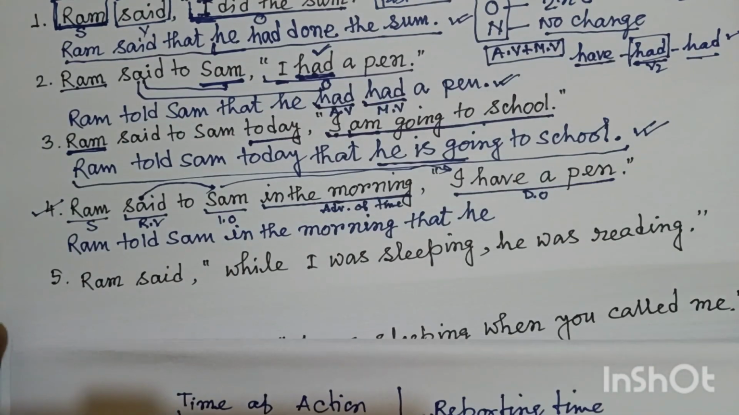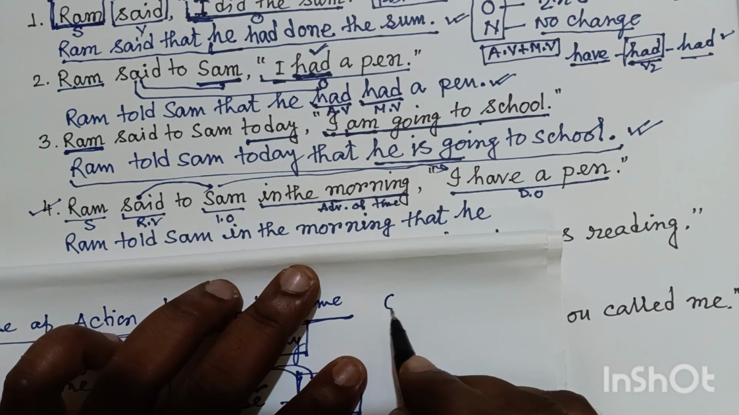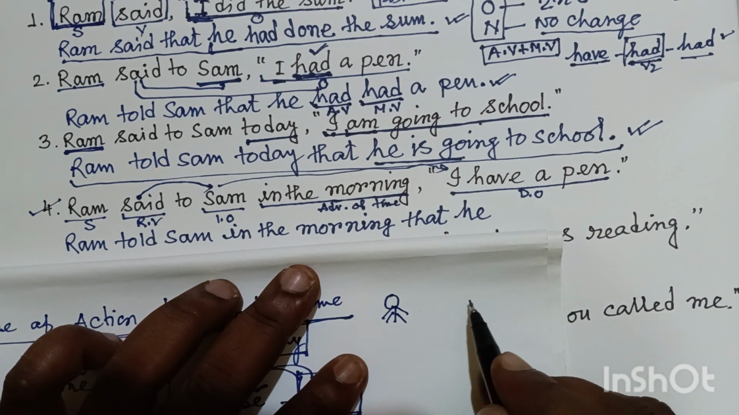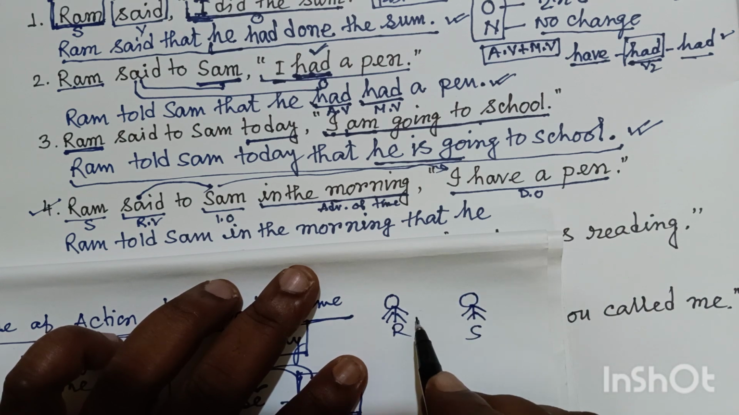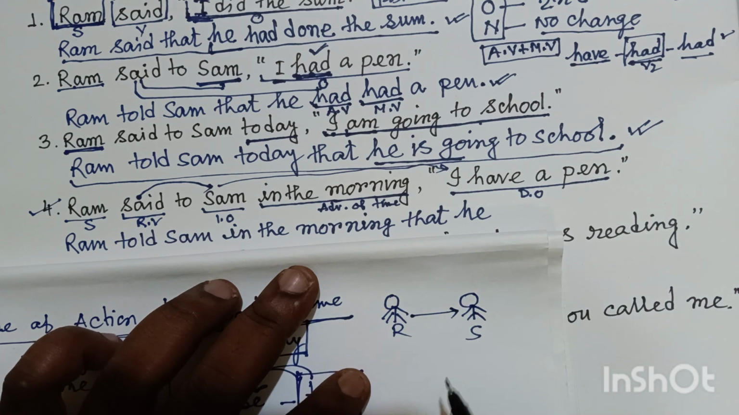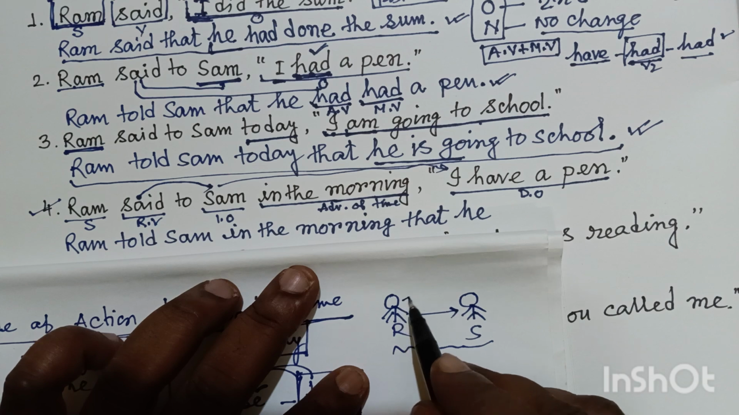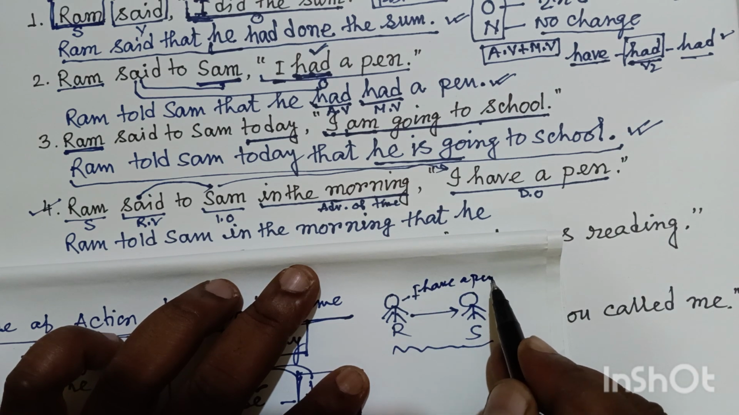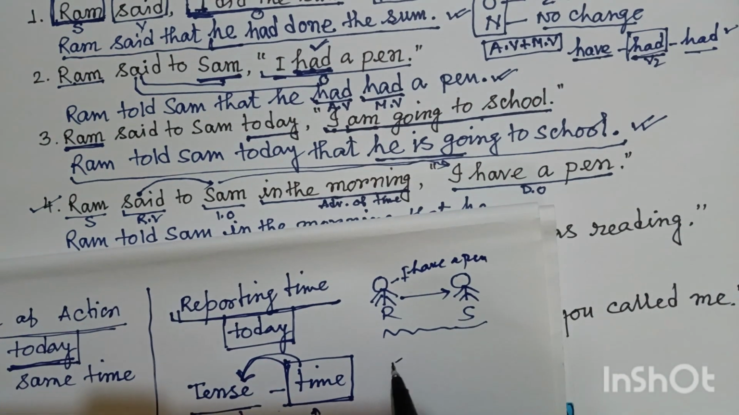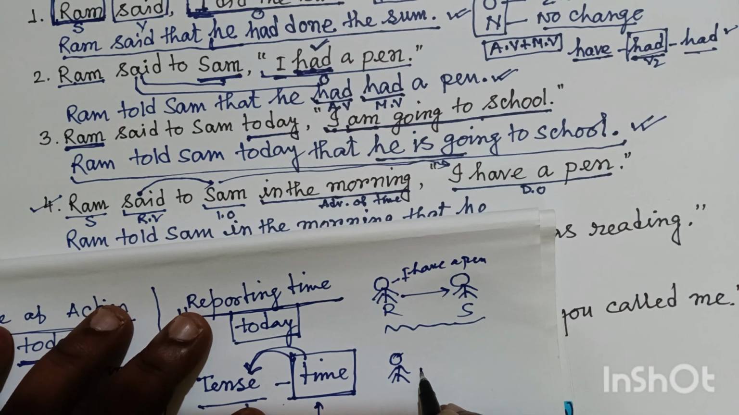Actually, if I write down a picture here, you can see, suppose this is Ram and this is Sam. Ram is saying something to Sam. And this action, Ram said, I have a pen to Sam in the morning. Now I was standing there, I listened to it, and I am reporting it to some other person.